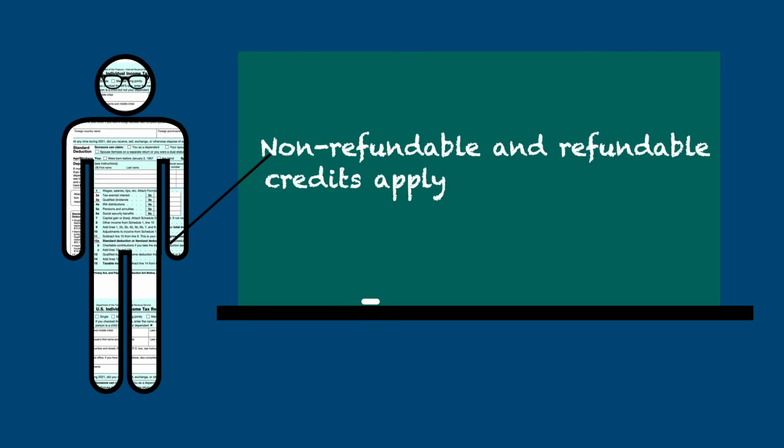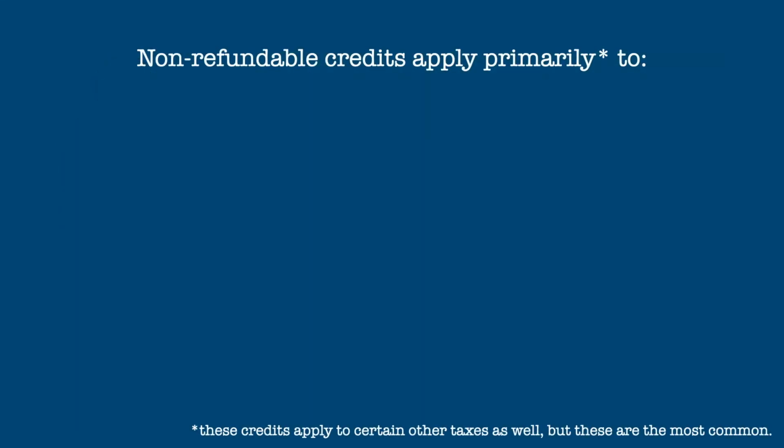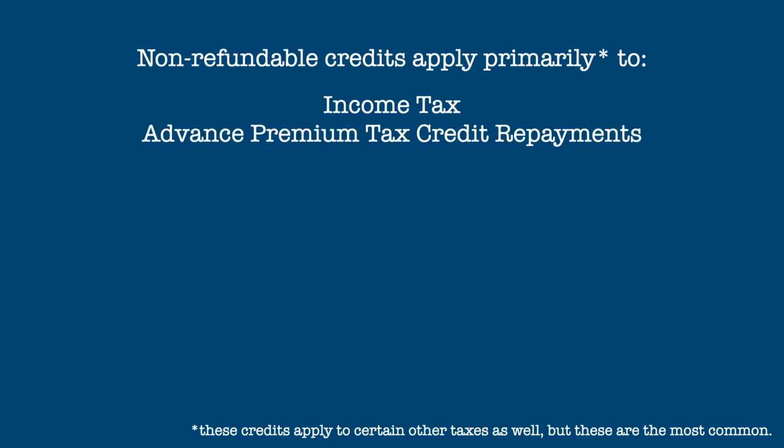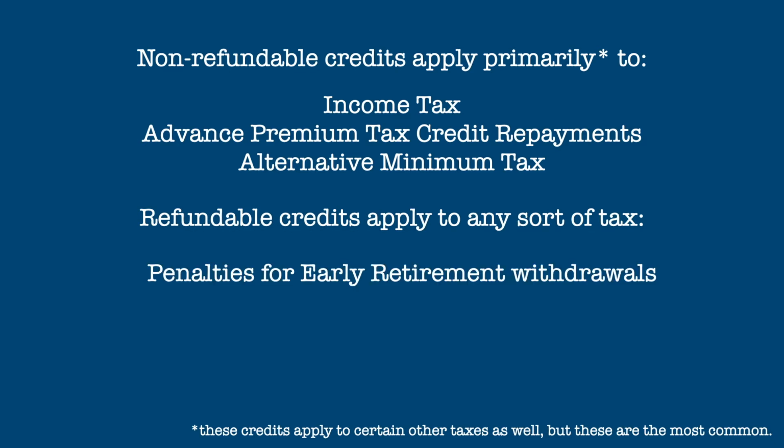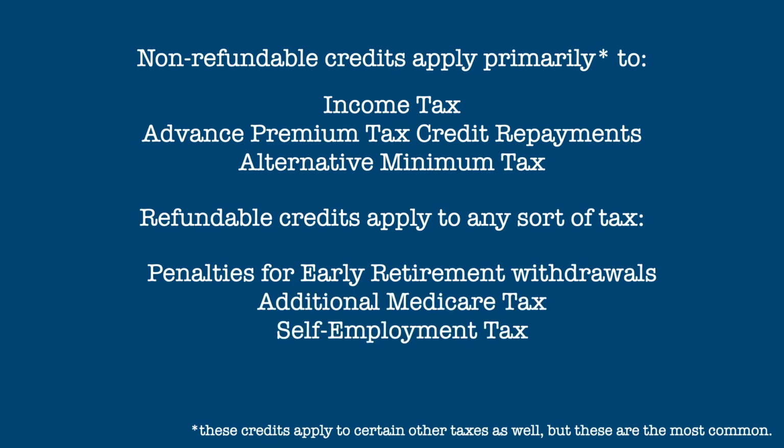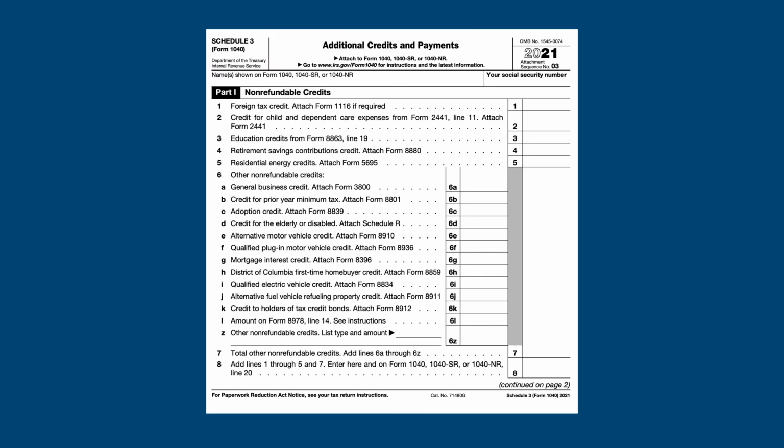Another important difference between non-refundable and refundable tax credits are the types of taxes they apply to. Non-refundable credits primarily apply to the income tax itself, advanced premium tax credit repayments, and alternative minimum tax. Refundable credits can be used against any sort of tax, including penalty taxes for early retirement withdrawals, additional Medicare tax, and self-employment tax. Non-refundable tax credits, except for child tax credit and credit for other dependents, are listed and totaled on page 1 of Schedule 3.